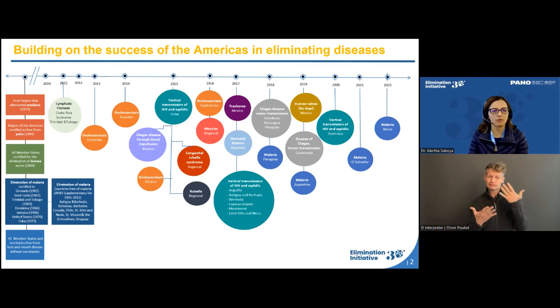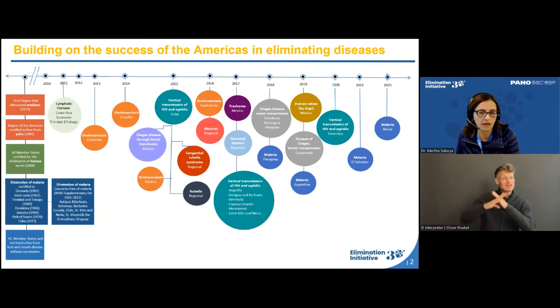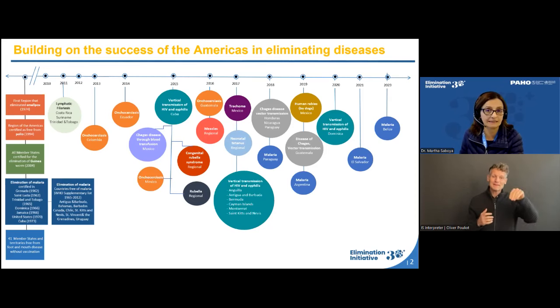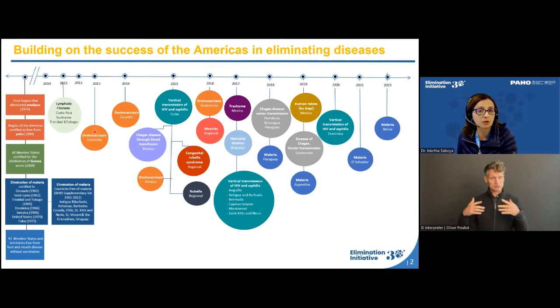Each one of the bubbles or boxes in this figure represents a disease that has been eliminated in the region of the Americas, in some cases in the entire region, such is the case of vaccine-preventable diseases such as measles, rubella, congenital rubella, neonatal tetanus, or poliomyelitis, and it also highlights some achievements in this region regarding, for example, neglected tropical diseases.